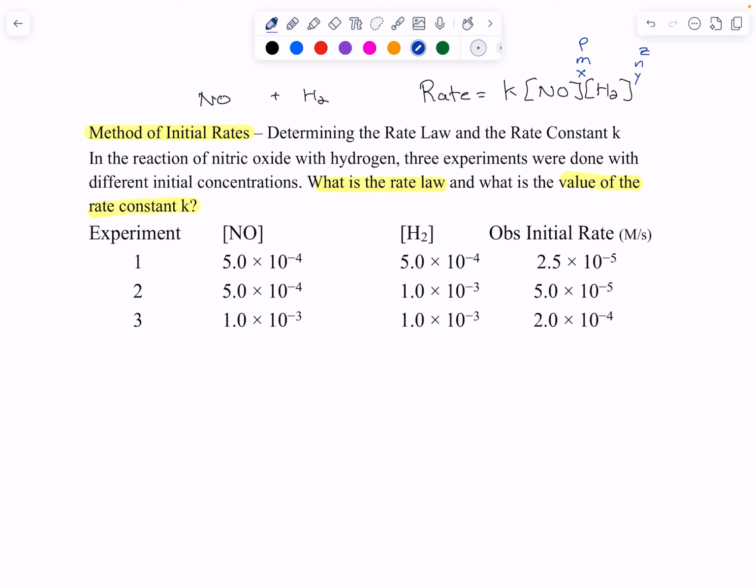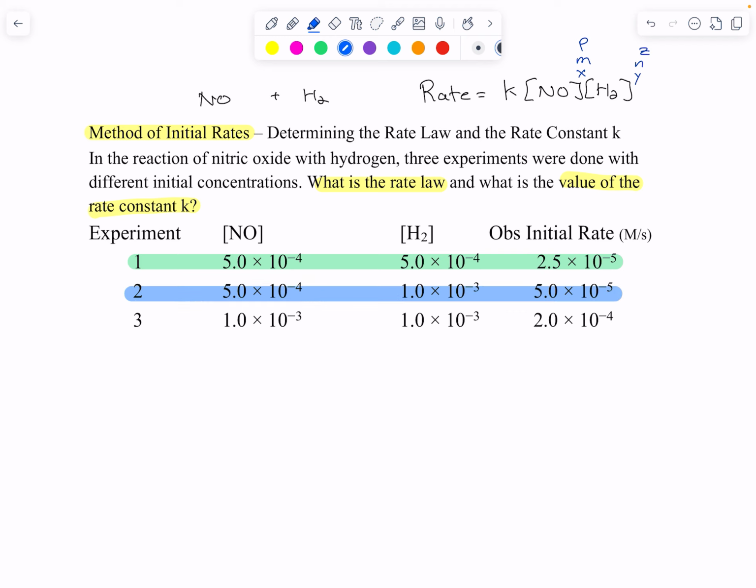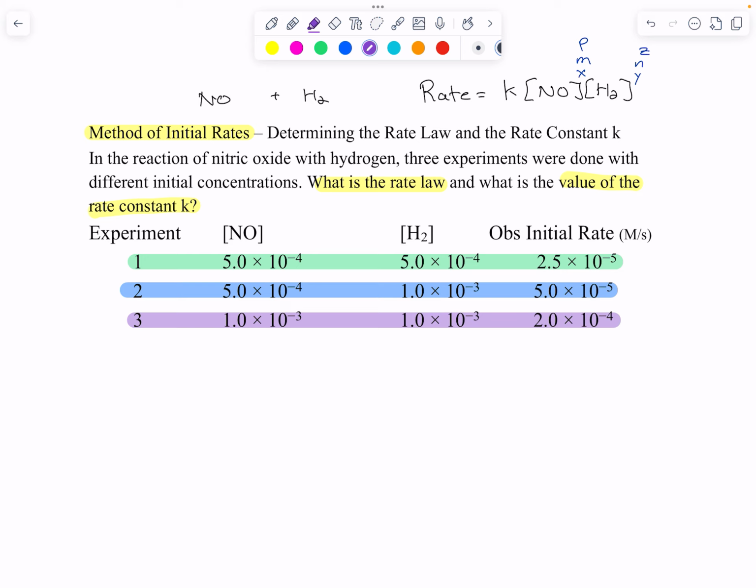Now, we got 3 experiments. The first experiment, the second experiment, and the third experiment. So we have 3 experiments. Alrighty. And so we're going to compare them to each other. It doesn't matter what the order is.